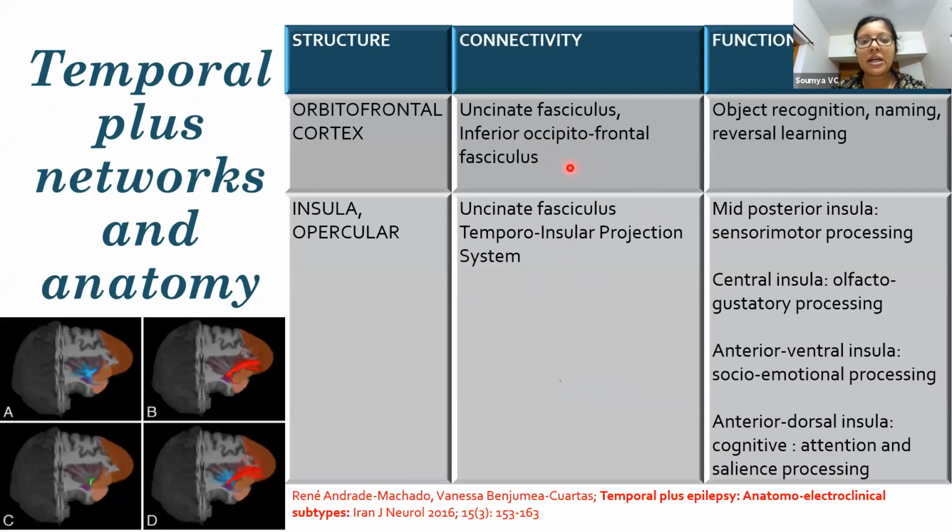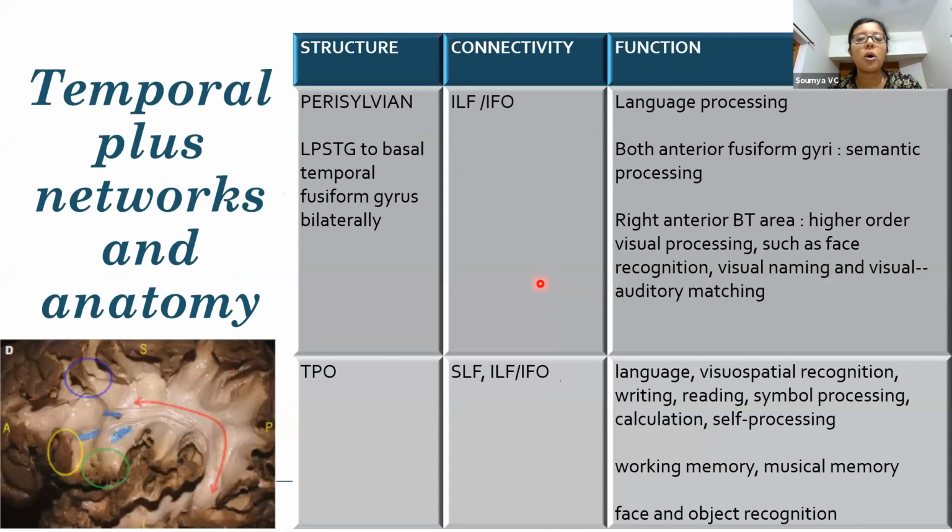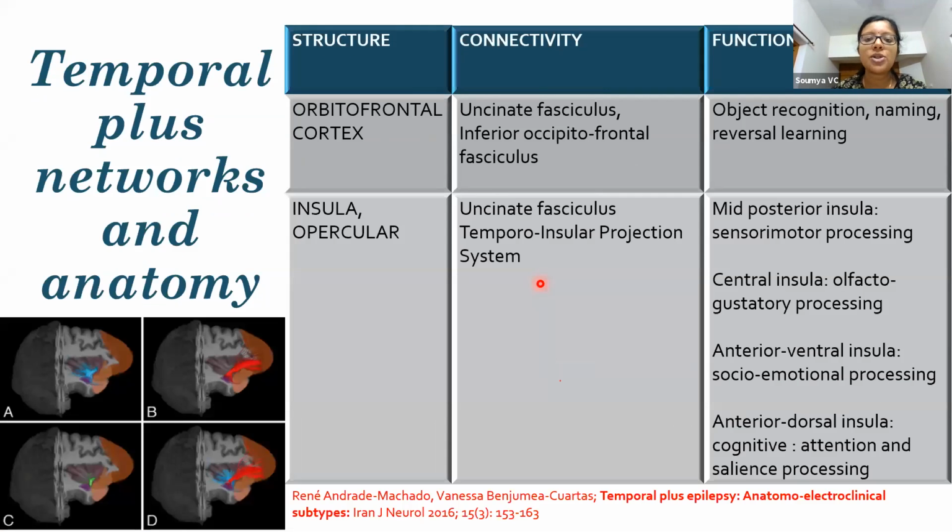So the temporal lobe, through these fasciculi, has connections with 4 major areas. One is the orbitofrontal cortex. Next is the insula and the operculum. Next is the perisylvian cortex. And the 4th one is the parieto-occipital cortex.